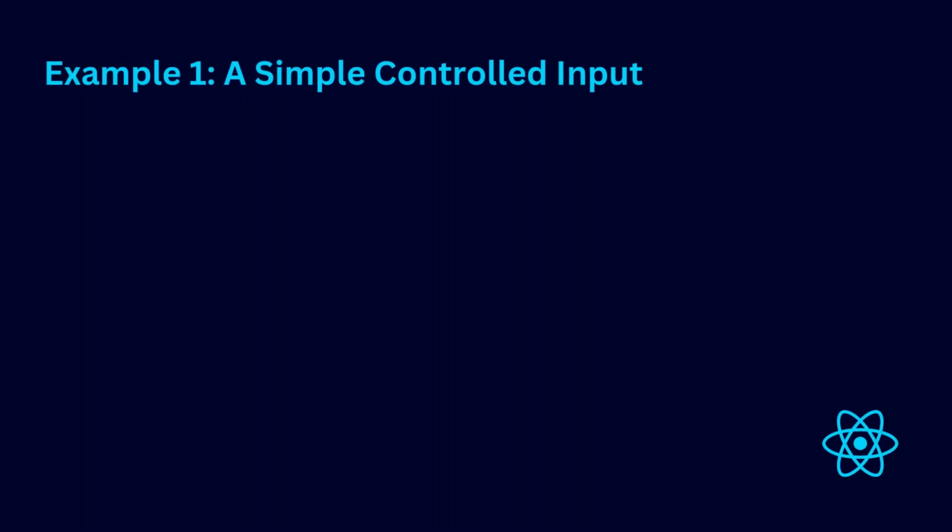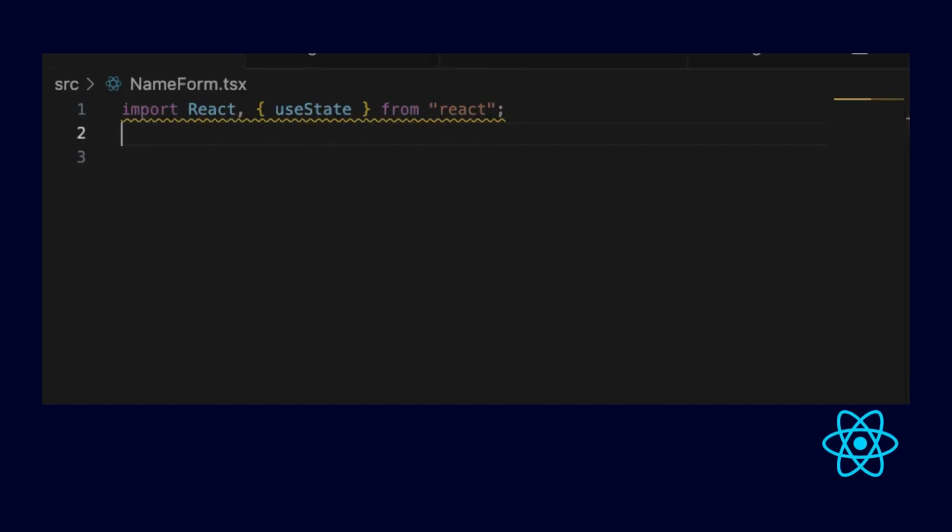Let's see an example of a simple controlled input. In this walkthrough, I will explain the component line by line to show how a controlled input works in React with TypeScript. Import React and useState in braces from React. Import React and the useState hook. We will use useState to store and control the input's value.